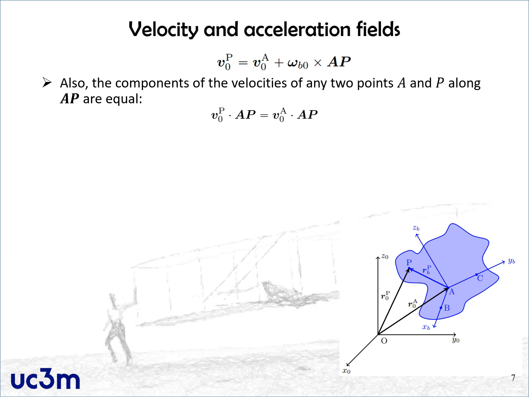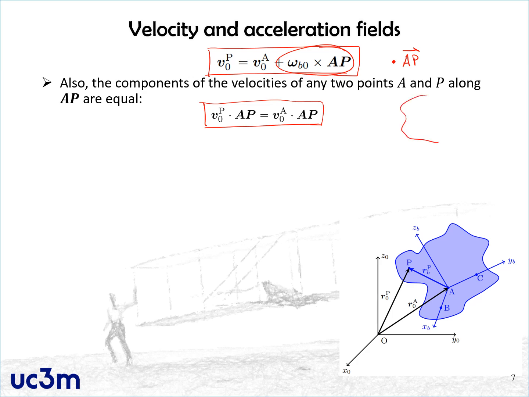Another thing that we can do with the velocity field equation over here is to project it in the direction of vector AP. So again, we take the dot product of this expression and we observe that the last term does not contribute because it is perpendicular to AP. So basically we get this result over here. Now, what does this mean?